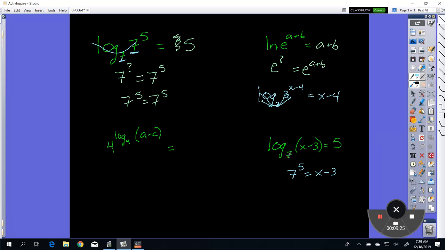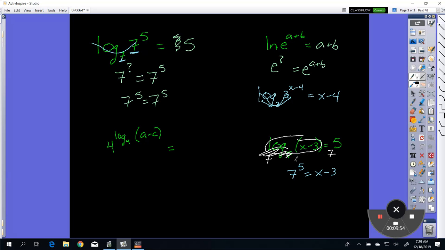So in essence, this is how most people teach you how to solve logarithms. They say, oh, put all of this stuff as a power and do it to both sides, and then these go away. And you get the same thing, 7 to the 5th equals x minus 3. So that's how most people teach you to solve these.